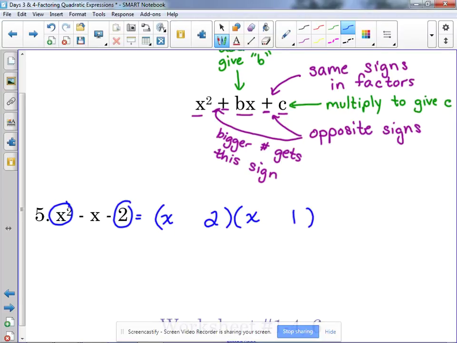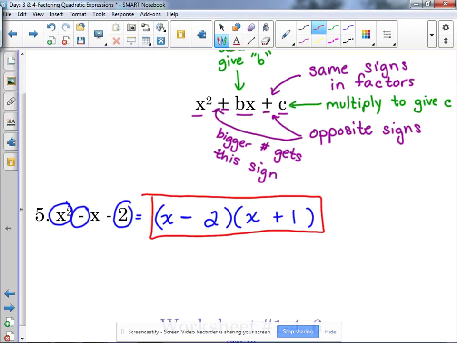Now, the sign in front of 2 was a negative, so that means we have opposite signs. One's positive, one's negative, and our first sign right here is a minus, so that means that the bigger number, 2, gets the minus sign. Okay, the 2 gets the minus sign. So this is our answer when we are asked to factor, but I encourage you to do this.